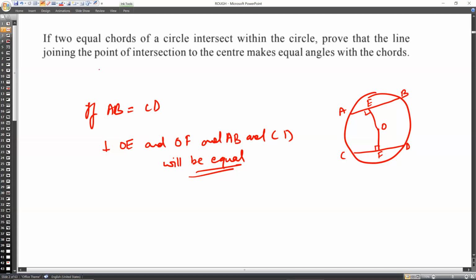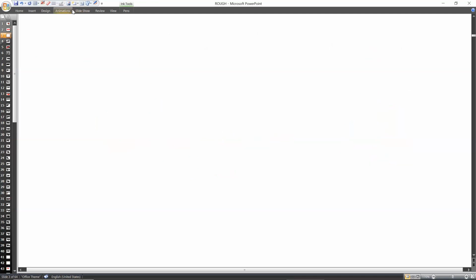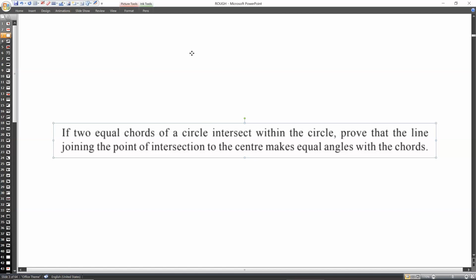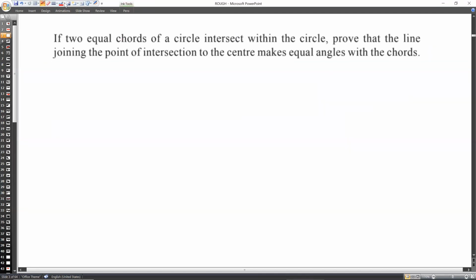Now in this question, it is given that if two equal chords of a circle intersect within the circle. This is an important question: if two chords of a circle intersect within the circle, then prove that the line joining the point of intersection to the center makes equal angles with the chords. So what does this actually mean? Let's discuss this again.